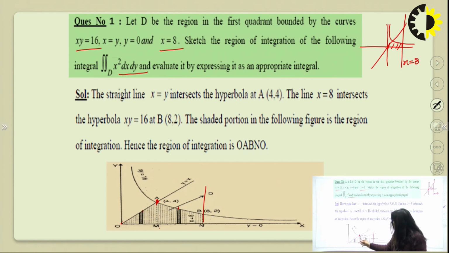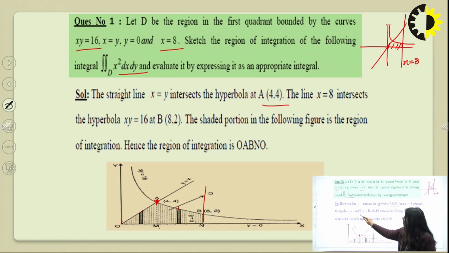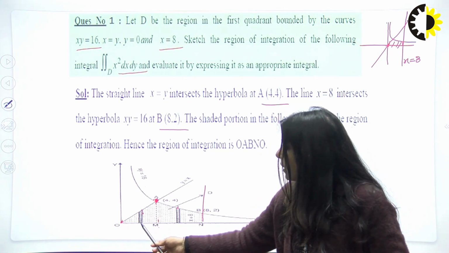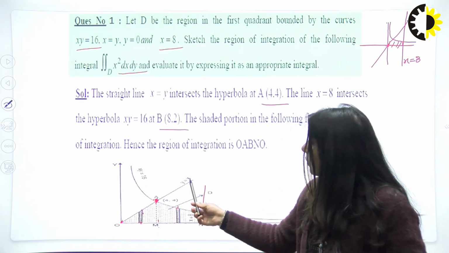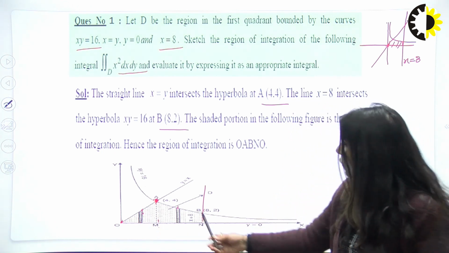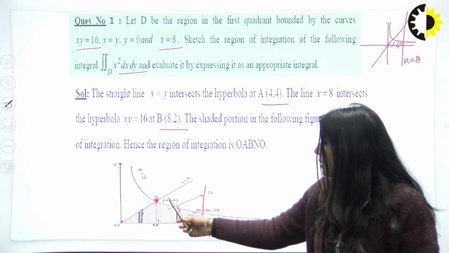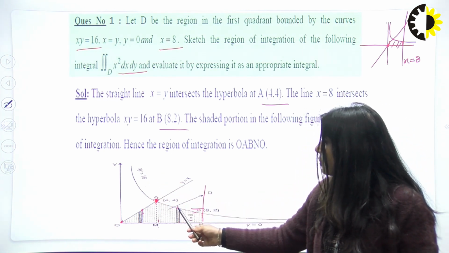To find the value of x here, we will find the intersection points of x y is equal to 16 and y is equal to x. So the intersection points will be 4, 4, and here it will be 8, 2. So the limit of x for this strip is from 0 to 4 and the limit of y is from 0 to this line. This line is y is equal to x, so the limit of y is 0 to x. And for this strip, the limit of x is from 4 to 8 and the limit of y is from 0 to this, here y is equal to 16 upon x, so the limit of y is 0 to 16 upon x.